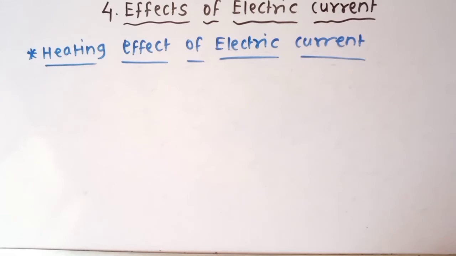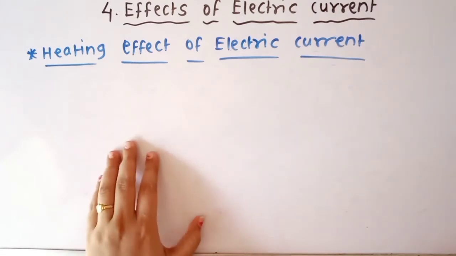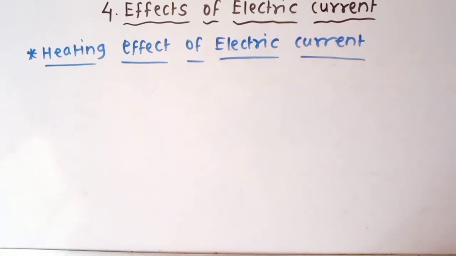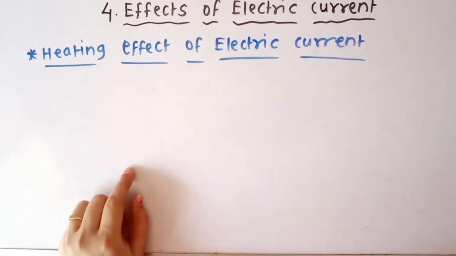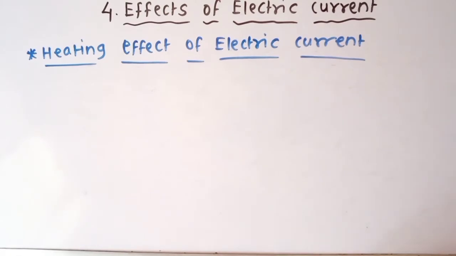Now in today's lecture we'll see the heating effect of electric current. We have studied that the energy received by the resistor is converted into heat energy, so the temperature of that particular resistor increases. Is this clear to you? So what does heating effect mean? When a resistor is connected in an electrical circuit, heat is produced in it due to the current. This is nothing but the heating effect of electric current.